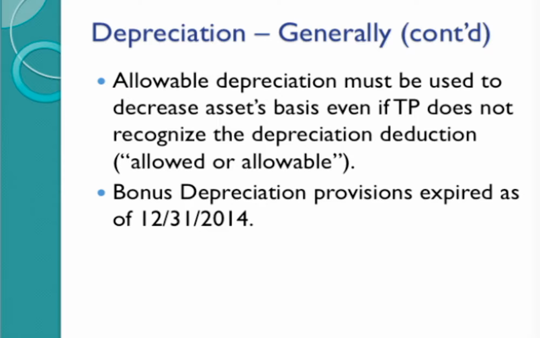Allowable depreciation must be used to decrease an asset's basis, even if the taxpayer does not recognize the depreciation deduction. So that's where you need to know the difference between the words allowed and allowable depreciation, where allowed references basically the actual amount of depreciation deduction taken, and allowable would be the amount that would be able to be taken but may or may not have actually been taken for the year.